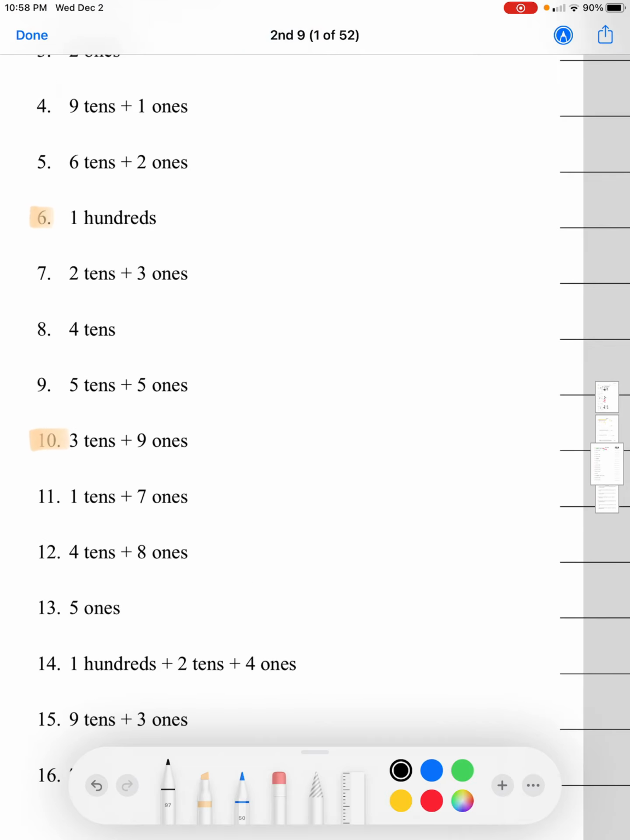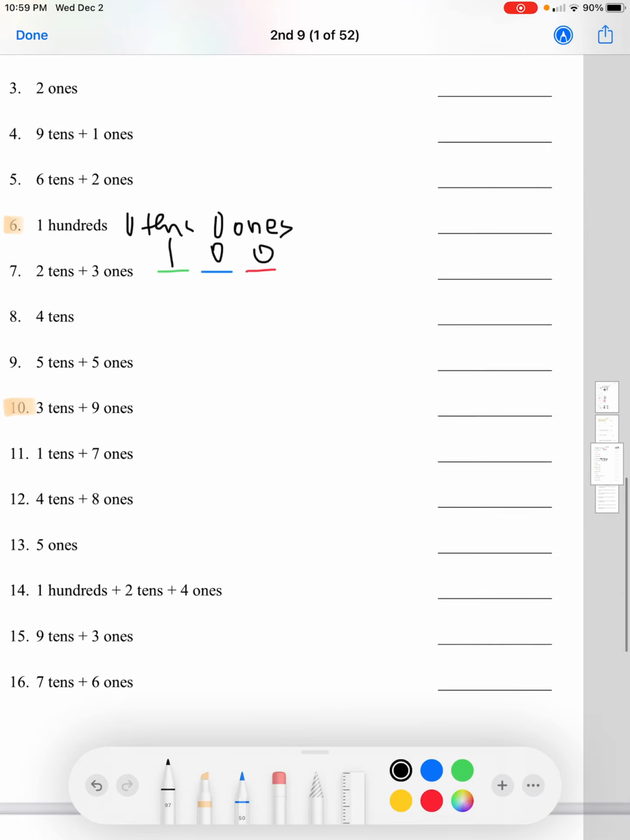Let's go over number 6. We have 100s and we have nothing else. So that means we have 0 tens and 0 ones. So this would be the hundreds place, tens place, and the ones place. Since we have 100s, we're going to put the 1 in the hundreds place. We have 0 tens and 0 ones. So we're given the number 100.